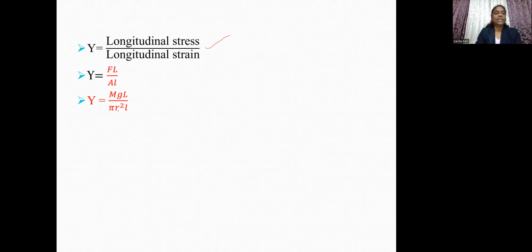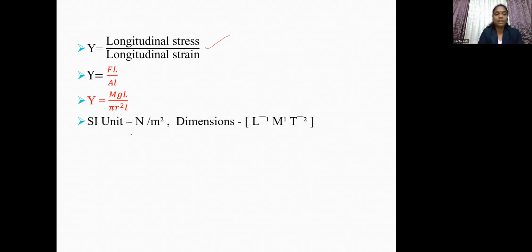Now, let us write the SI unit for Young's modulus. We know that strain has no unit and dimensions. So, Young's modulus has the same unit and dimensions as that of the stress. So, its SI unit is Newton per meter square and dimensions are L raised to minus 1, M raised to 1, T raised to minus 2.